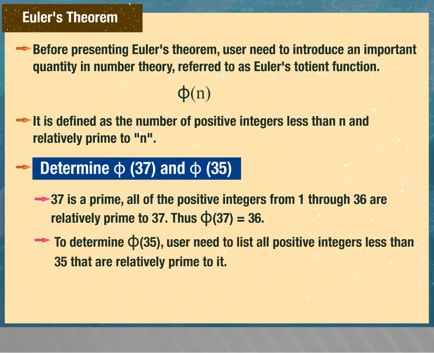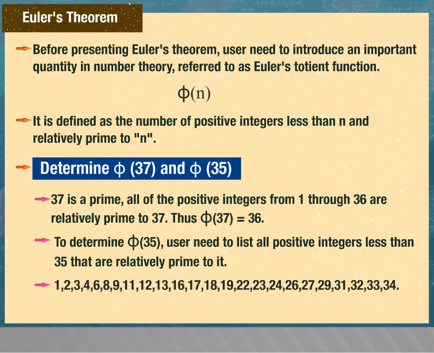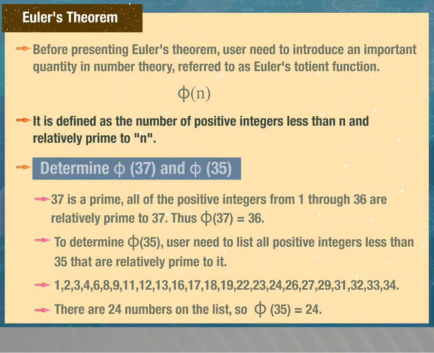To determine phi of 35, we need to list all positive integers less than 35 that are relatively prime to it: 1, 2, 3, 4, 6, 8, 9, 11, 12, 13, 16, 17, 18, 19, 22, 23, 24, 26, 27, 29, 31, 32, 33, 34. There are 24 numbers on the list, so phi of 35 is equal to 24.